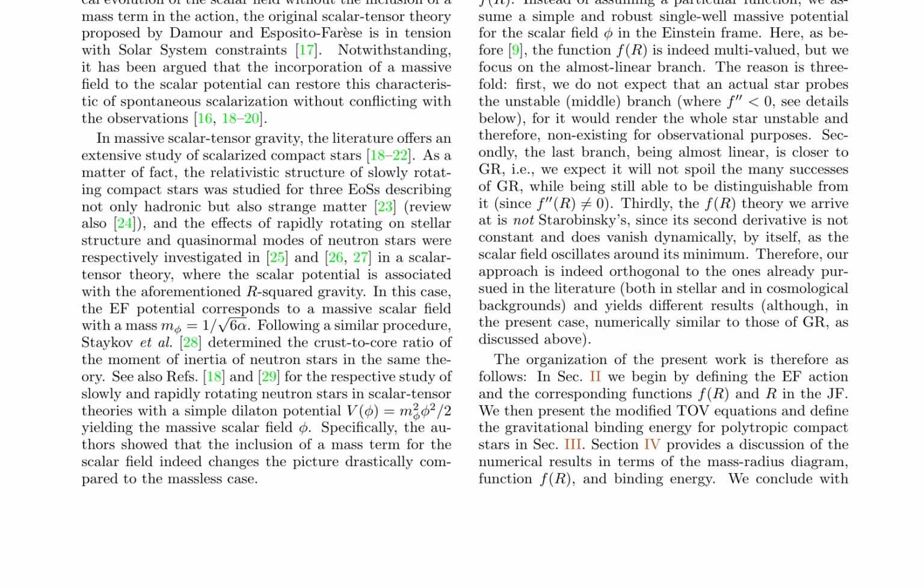The approach taken in this study is distinct from previous works in the literature, both in stellar and cosmological contexts, and yields different results, albeit numerically similar to those of general relativity. The paper's findings contribute to the ongoing research on scalarization and its manifestation in compact objects, offering insights into the potential implications of scalar tensor theories for our understanding of neutron stars and their behavior.